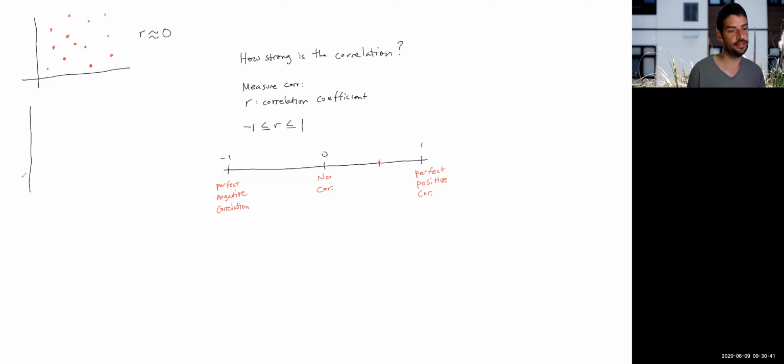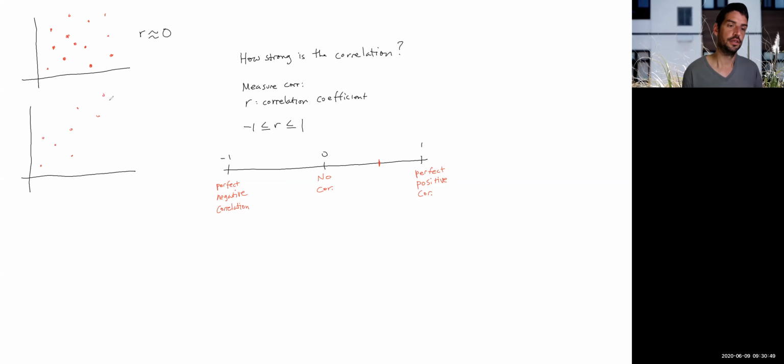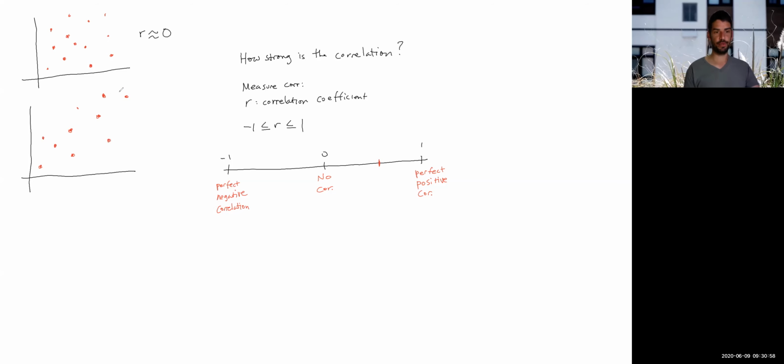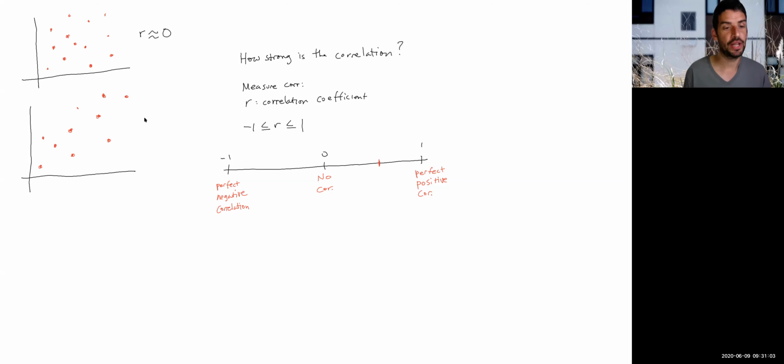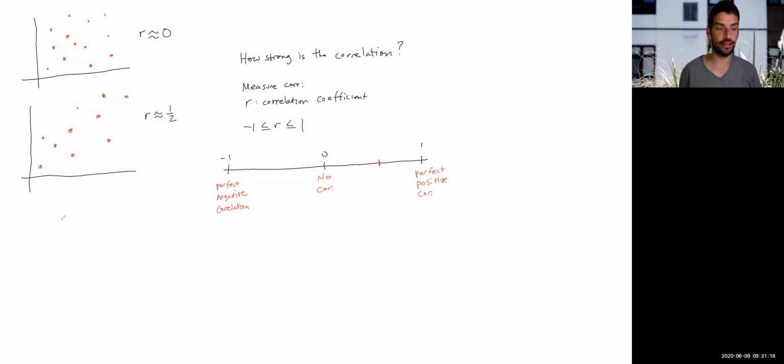If my data looks something like this, it looks a bit more like a line. It's not super strong. Let's say here, R is going to be somewhere in the middle. I'm going to write R is approximately 1/2, just meaning it's a weak correlation. There's a little bit of a line you can eyeball here, but it doesn't seem all that strong. So it's going to be somewhere in the middle.